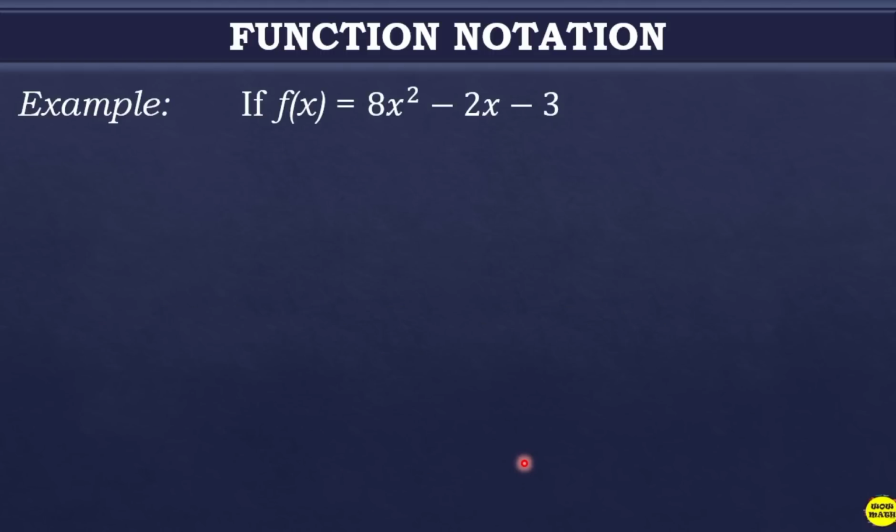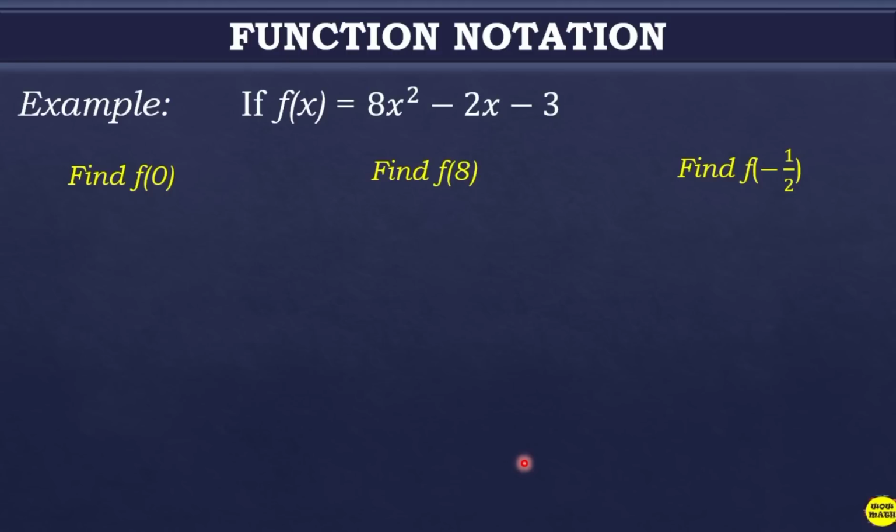Okay, let's have this one. So, if f of x is equal to 8x squared minus 2x minus 3, okay? So, ito pong, let's say, find f of 0. Find f of 8. Find f of negative 1/2. So, paano ba siya gagawin?